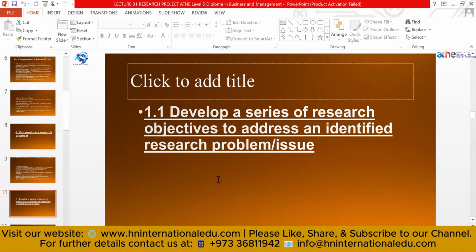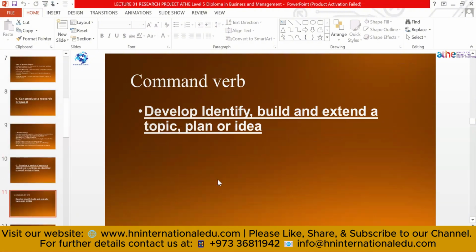The question is all about working on the objectives, the key insights, so that we can work on the problematic parts of the research hypothesis. It is only done once you select the topic, okay? Develop means to identify, build, and extend a topic, plan, or idea.